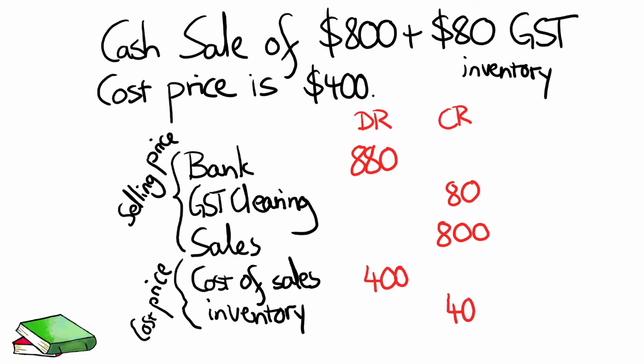So it's really important that we do cost of sales and inventory according to their cost price, and the other three transactions, or entries rather, at their selling price.